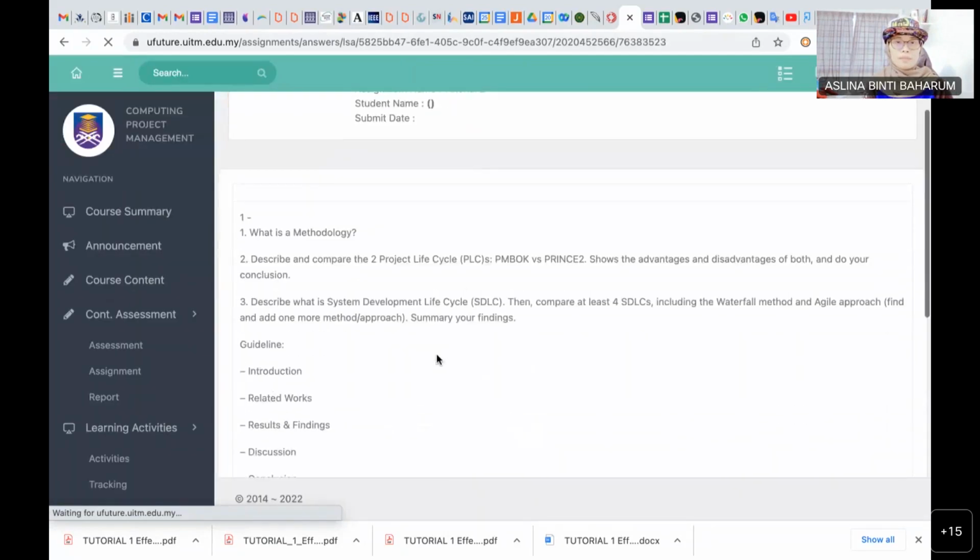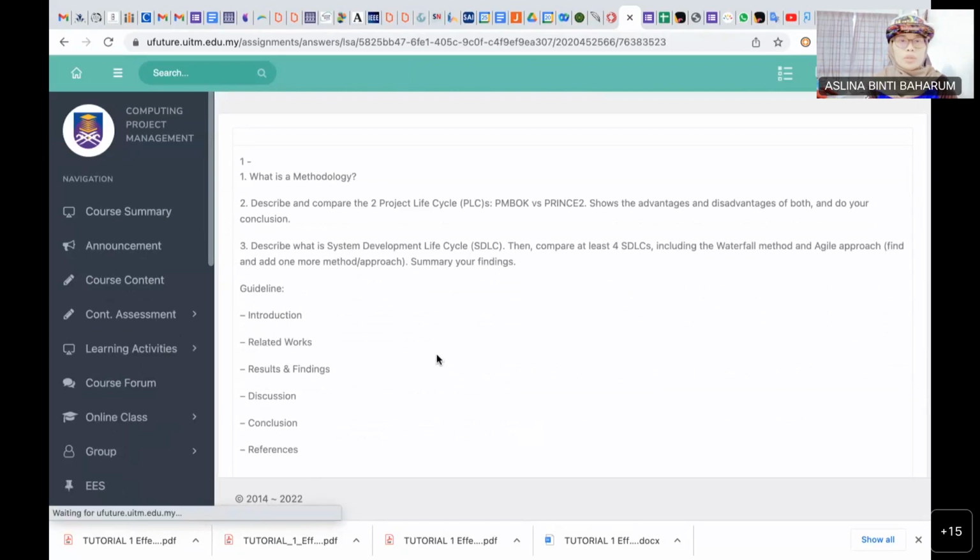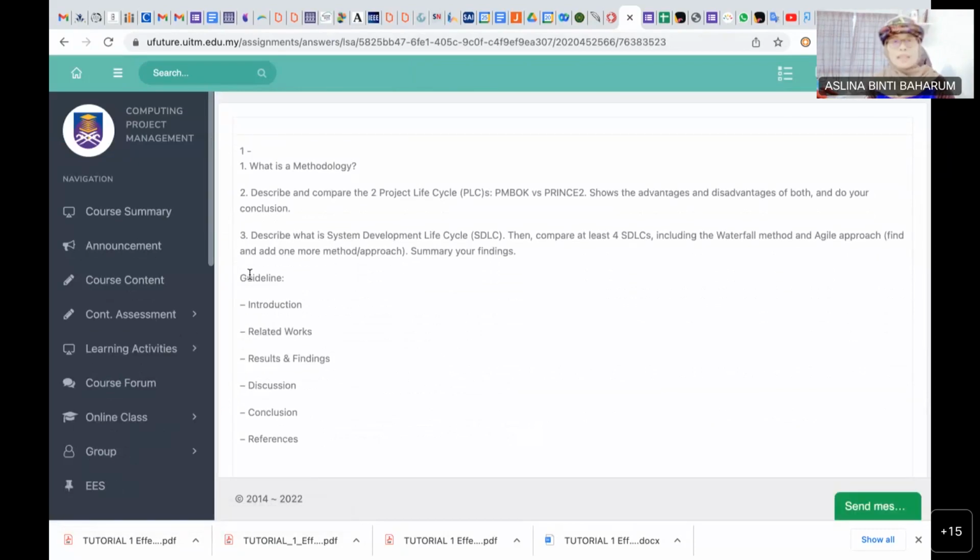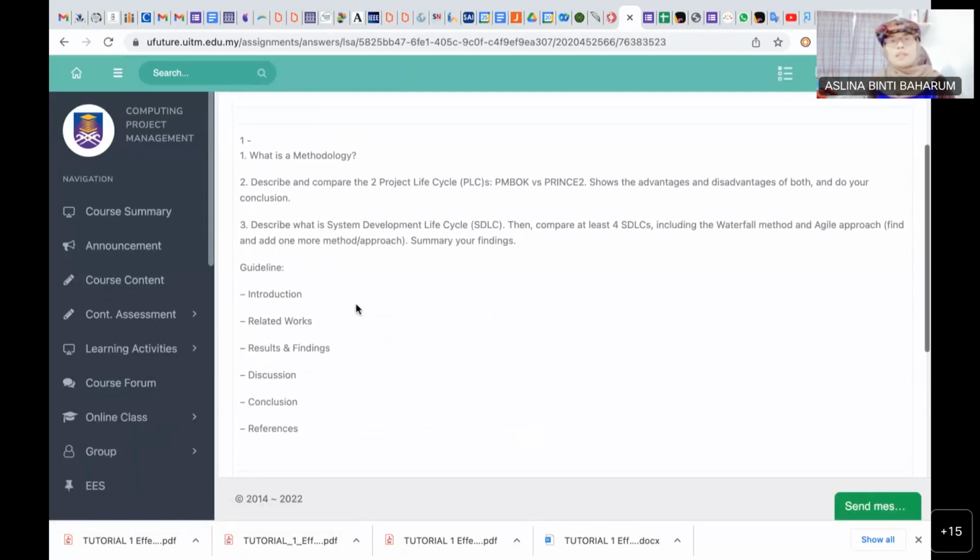Okay, so tutorial 2, ada 3 soalan juga. But dia ada a little bit longer lah. First, describe what is a methodology. So this answer is not specific in your lecture note. You can use it as a basic. Your lecture note ni basic dah sebenarnya. We give you a basic, but you need to explore more.